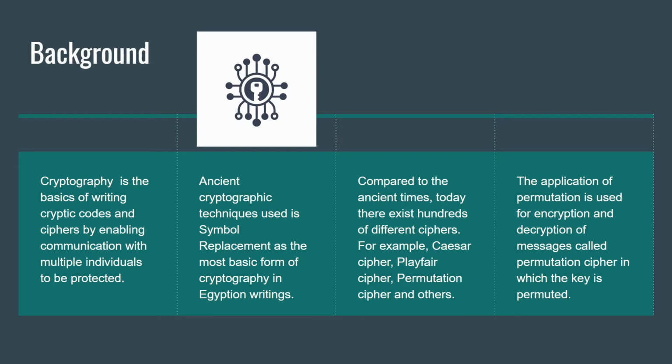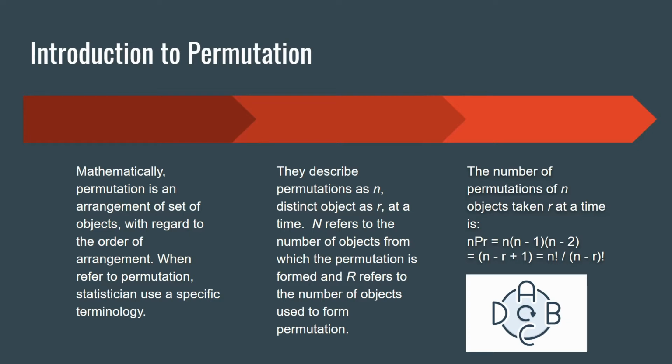For example, Caesar's cipher, also known as a shift cipher, in which each letter in the text is replaced or shifted with another letter, and Playfair's cipher, a digraph substitution cipher that uses a table where one letter of the alphabet is omitted and the letters are arranged on a 5x5 grid, permutation ciphers, and others. The application of permutation used for encryption and decryption of messages is called a permutation cipher, in which the key is permuted.